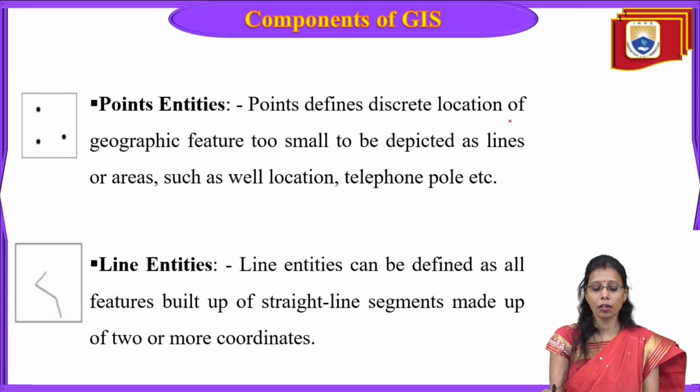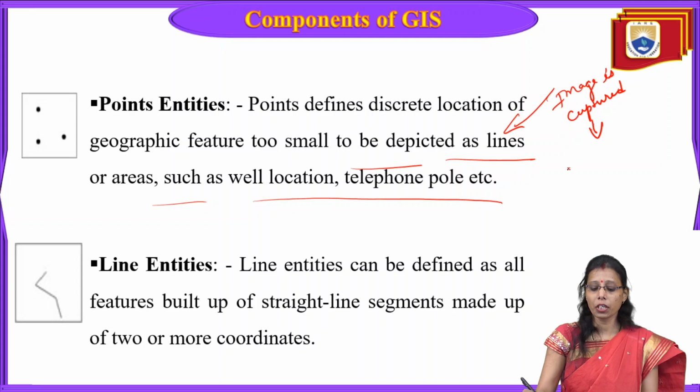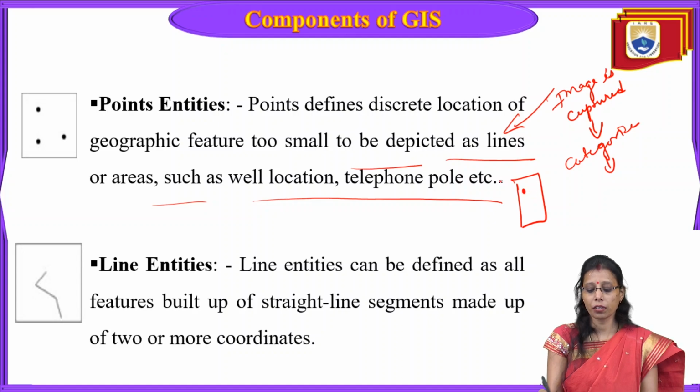A point defines the discrete location of a geographic feature too small to be depicted as lines or areas, such as a well location, telephone pole, etc. When the image is captured, from the captured image, the information we have to categorize is what features can be converted into points. So if you have a well location in the real world, we will show the well in the form of a point. If you want to show a telephone pole, that also will be shown in the form of a point. So this is how we represent point features.